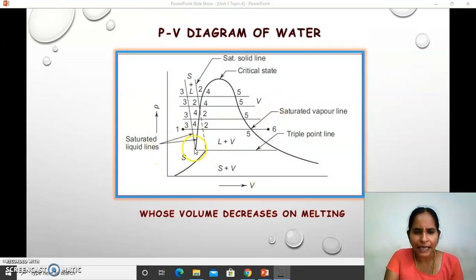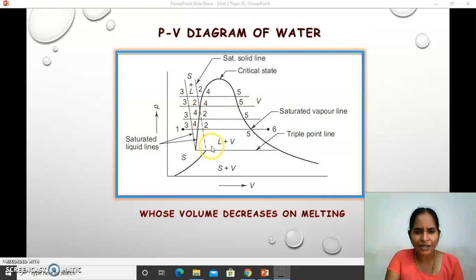So here you can see this is the saturated liquid line. This is the left part of the dome. The right part of the dome is the saturated vapor line. Okay, and this is the region. Here you can see that a dashed line is there.